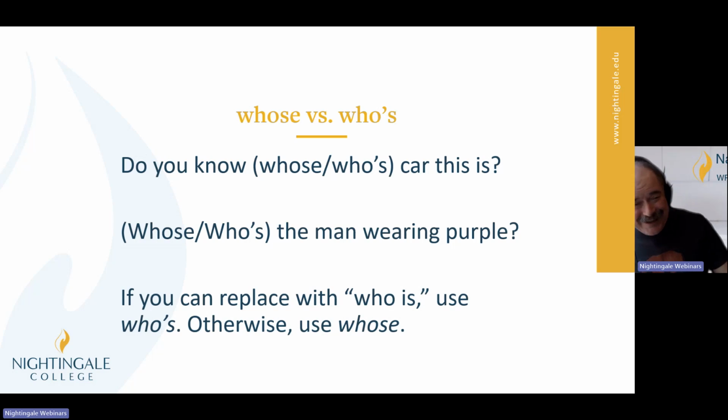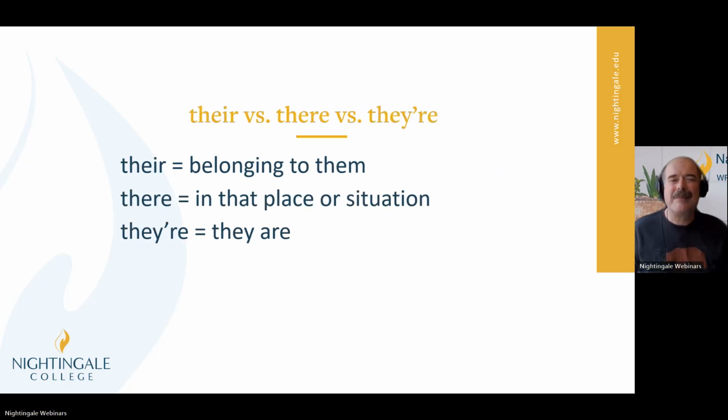Well, I'm just going to have to tell you that in the first sentence, we need the first form without the apostrophe because who is makes no sense. Second one, who is makes sense. So apostrophe. Who is the man wearing purple? Who apostrophe S, the man wearing purple. All right.